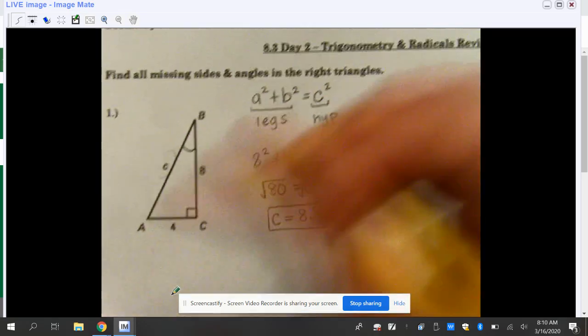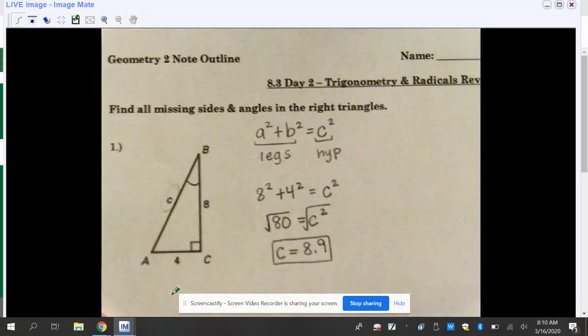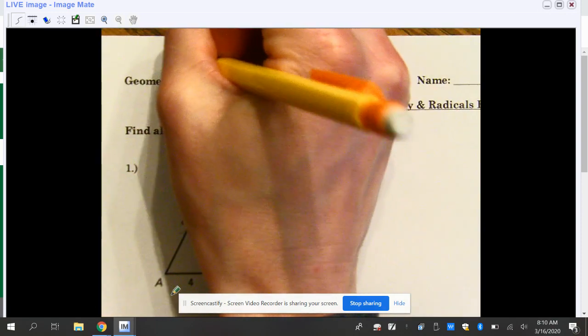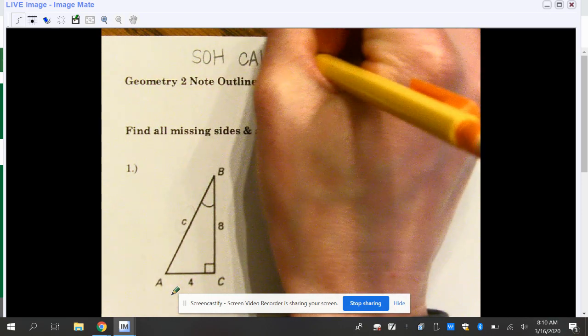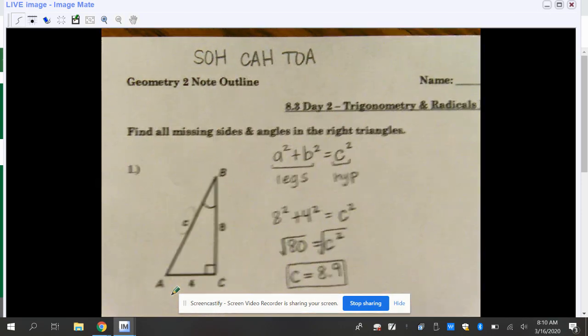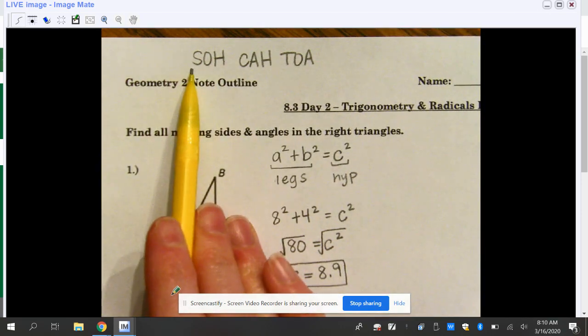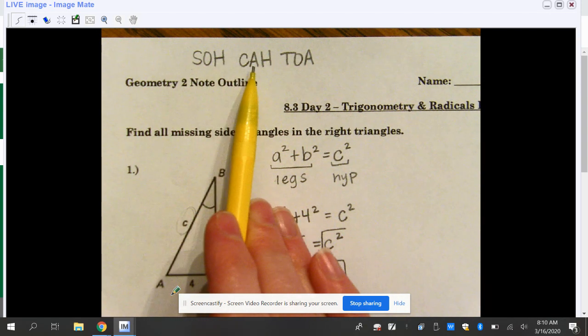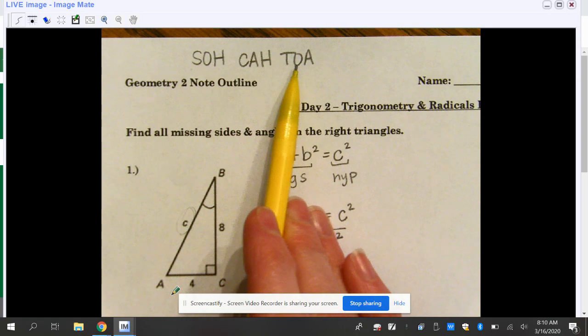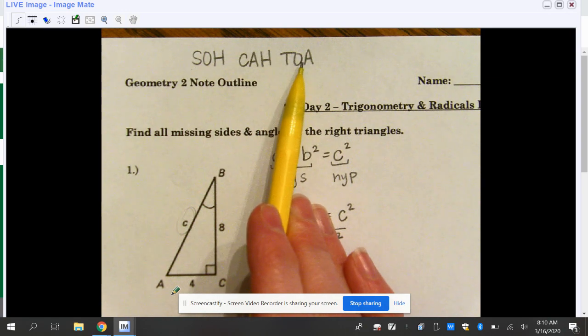So we learned about these three ratios on Friday: sine, cosine, and tangent. And we use the acronym SOHCAHTOA to help us figure out the ratios. So sine is the ratio of opposite over hypotenuse. Cosine is the ratio of adjacent over hypotenuse. Tangent is the ratio of opposite over adjacent.